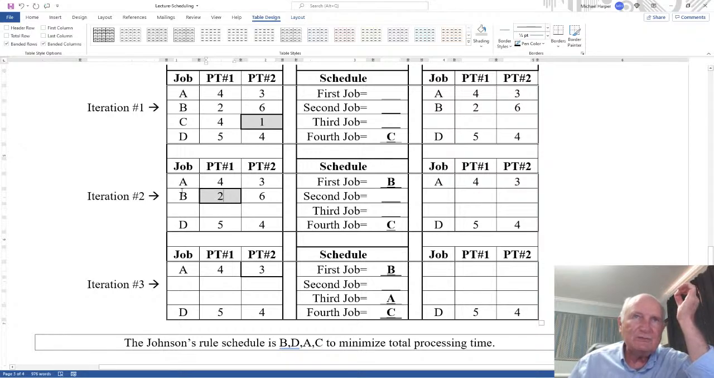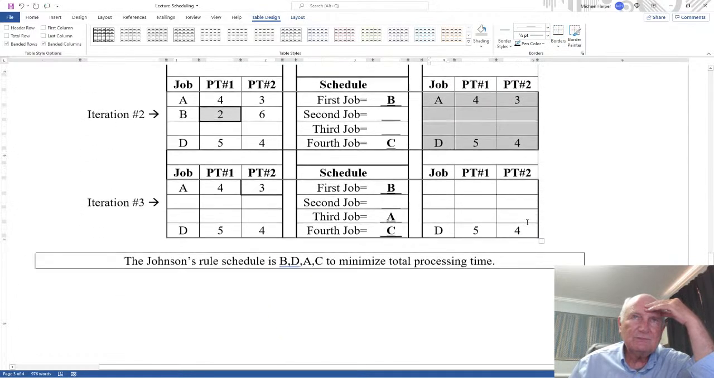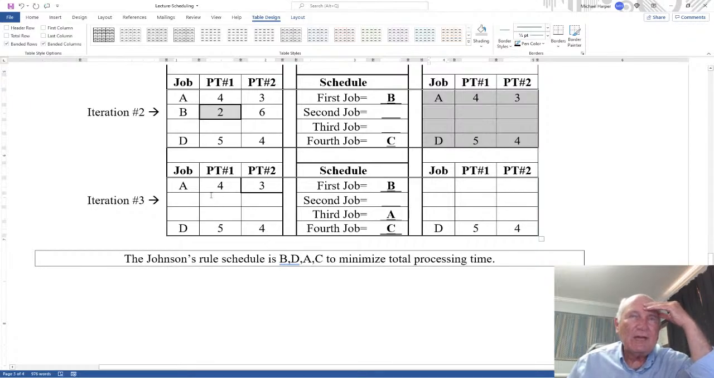Therefore, I'm going to schedule B in the first available position, which is the first job. Step 3, I'll eliminate B, go back to step 1 with the 2 remaining jobs and 4 remaining times. So let's do that. Okay, of the 4 remaining times, 4, 3, 5, 4, the minimum time is 3. Let me shade that in.